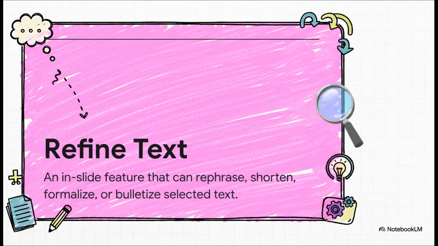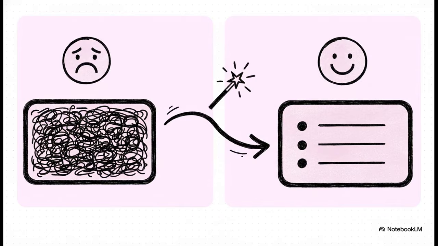So there's this great little feature called Refine Text. All you do is select that block of text, and then you can ask Gemini to automatically rephrase it, shorten it, make it sound more professional, or, my personal favorite, just turn the whole thing into bullet points. And look at this. Bam! With just a couple of clicks, that intimidating paragraph is transformed into these clear, scannable bullet points. It's all the same information, but now it's a million times more digestible for your audience.